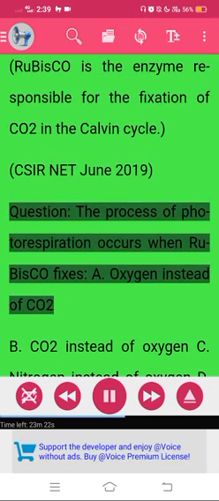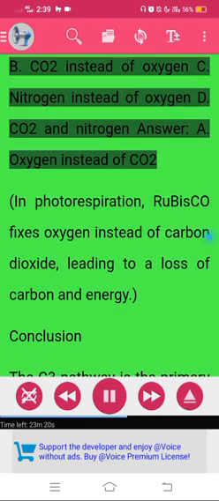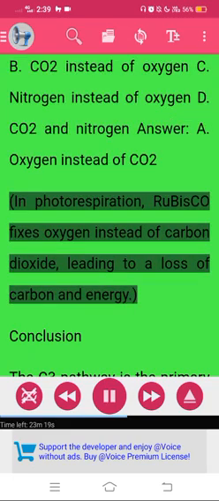CSIR NET June 2019. Question: The process of photorespiration occurs when Rubisco fixes: A, oxygen instead of CO2; B, CO2 instead of oxygen; C, nitrogen instead of oxygen; D, CO2 and nitrogen. Answer: oxygen instead of CO2. In photorespiration, Rubisco fixes oxygen instead of carbon dioxide, leading to a loss of carbon and energy.